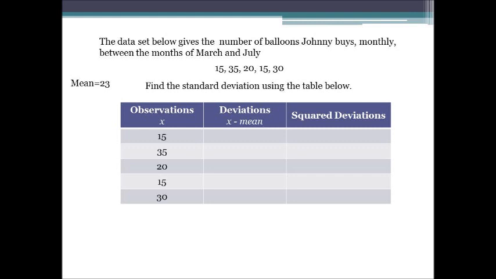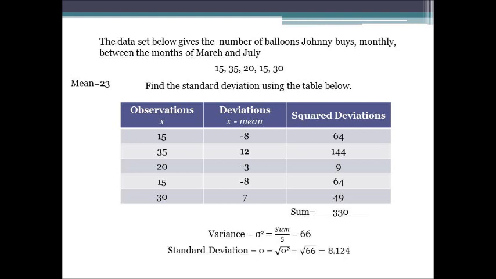To find the standard deviation, plug the observations into the table below. Then subtract the mean from the observations to get the deviations. And then square the deviations and add all of the squared deviations. When you divide the sum of the squared deviations by the number of observations you have, which is 5, you get the variance. When you find the square root of the variance, that is the standard deviation.